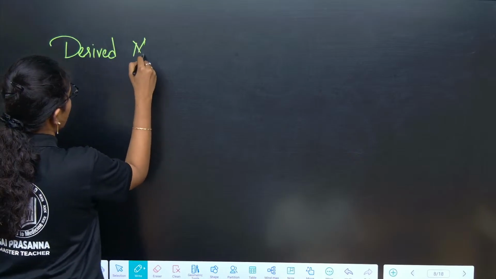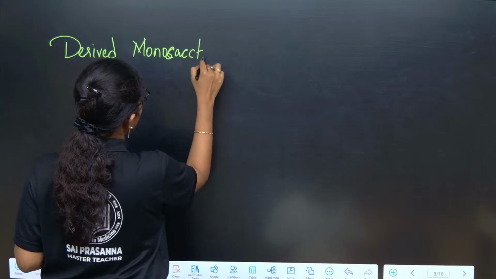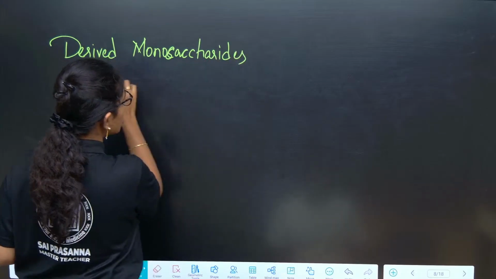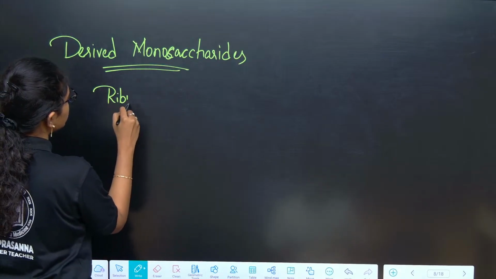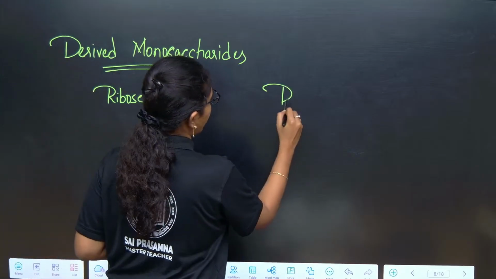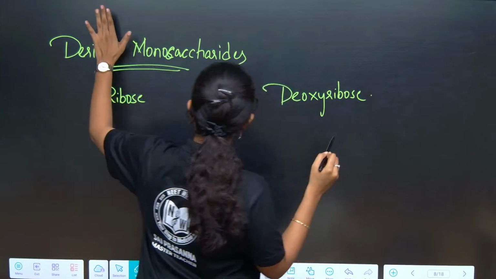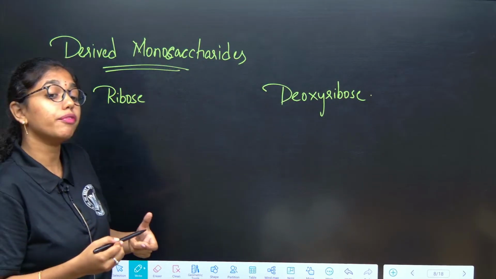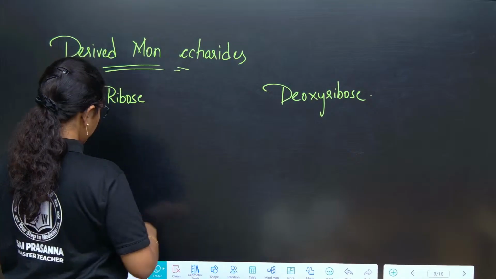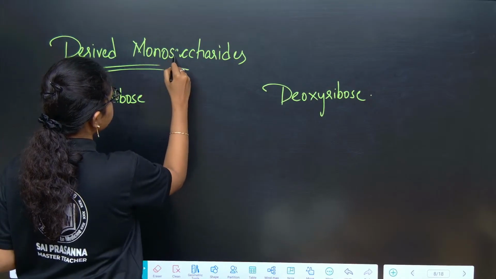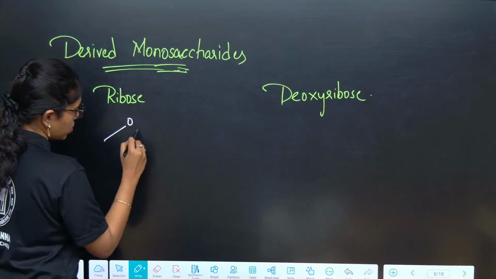Derived monosaccharides. Tell me a few examples of derived monosaccharides. Of course, it is not there in your NCERT, but then this is there. Ribose and deoxyribose structures are there, right, beta? Ribose and deoxyribose are kept under derived monosaccharides because they are little modified monosaccharides. They are also the simplest sugars, but they are little modified monosaccharides. Fine. First let us look into the ribose structure.